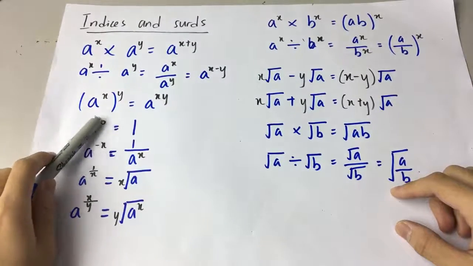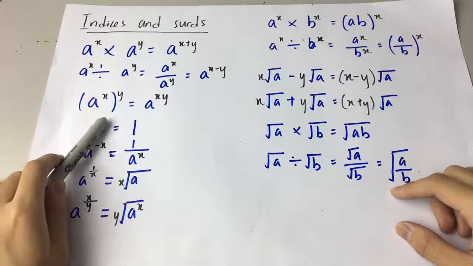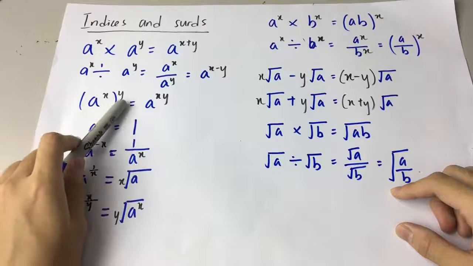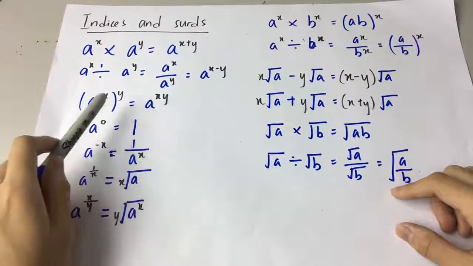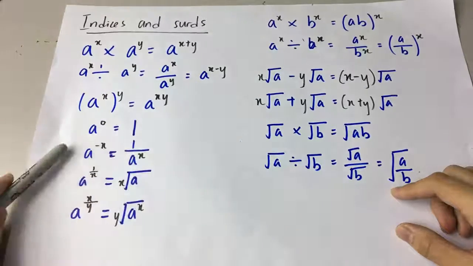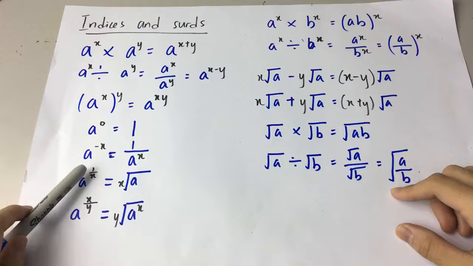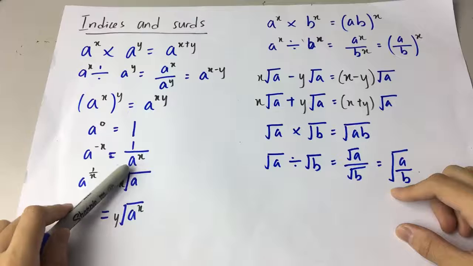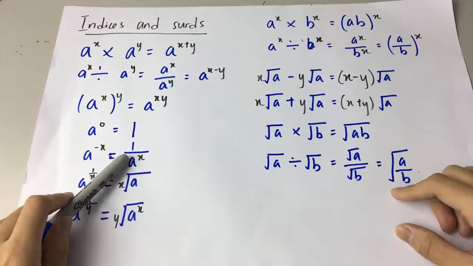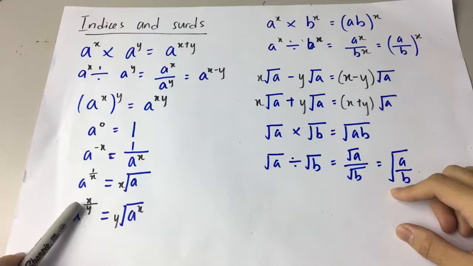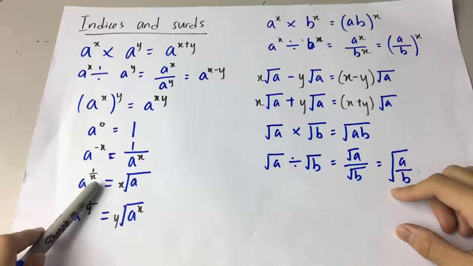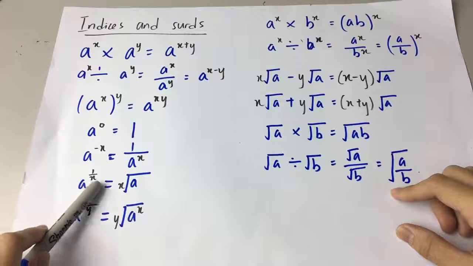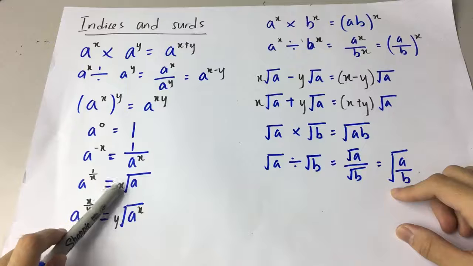Next one. I will go through this briefly because you guys know this already. So a to the x, in parentheses, to the power of y, you just times x and y together, so you get a to the power of x times y. Anything to the power of 0 is equal to 1. A to the power of negative x, when you see negative x, you just change it to the fraction form, so 1 over a to the x. When you see a to the fraction 1 over x, you see the denominator here, the denominator is the x outside here.